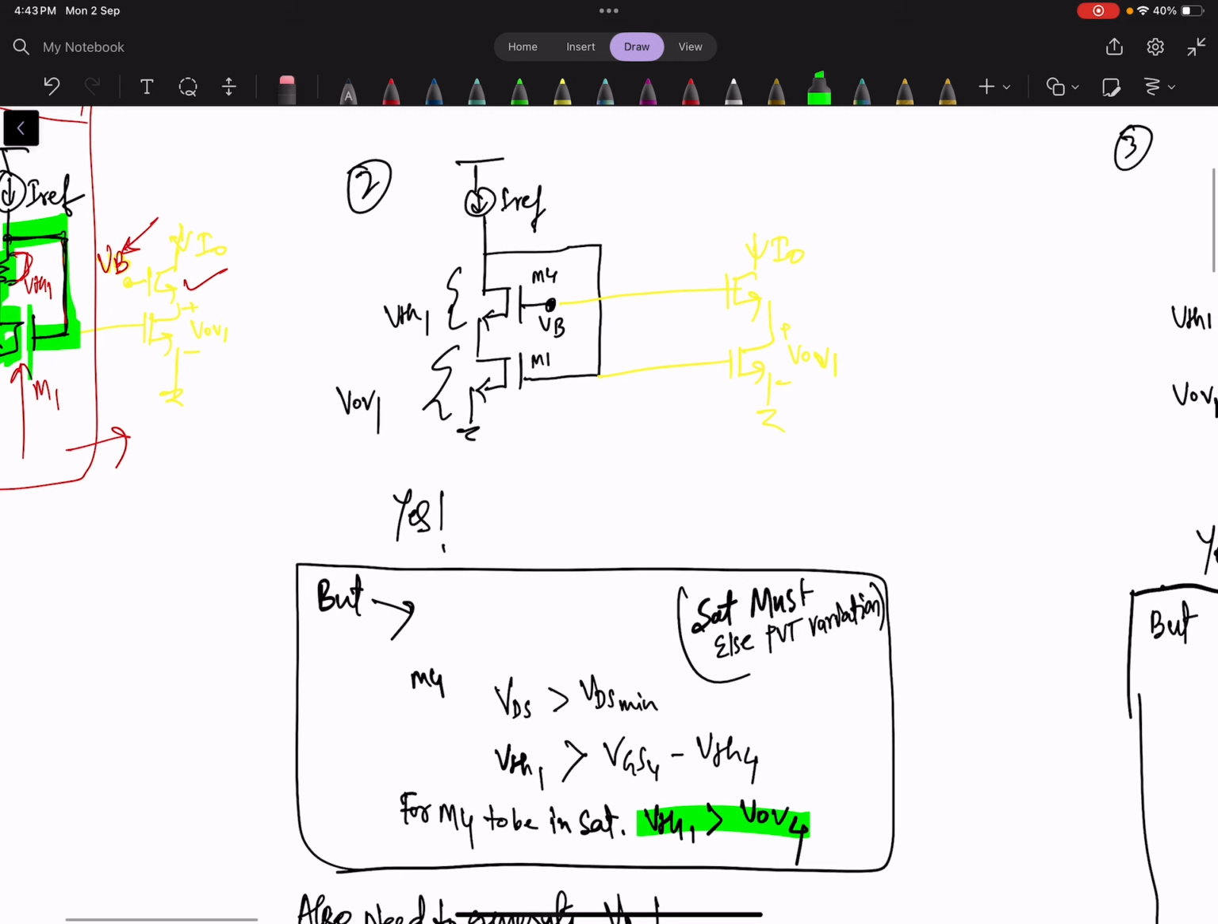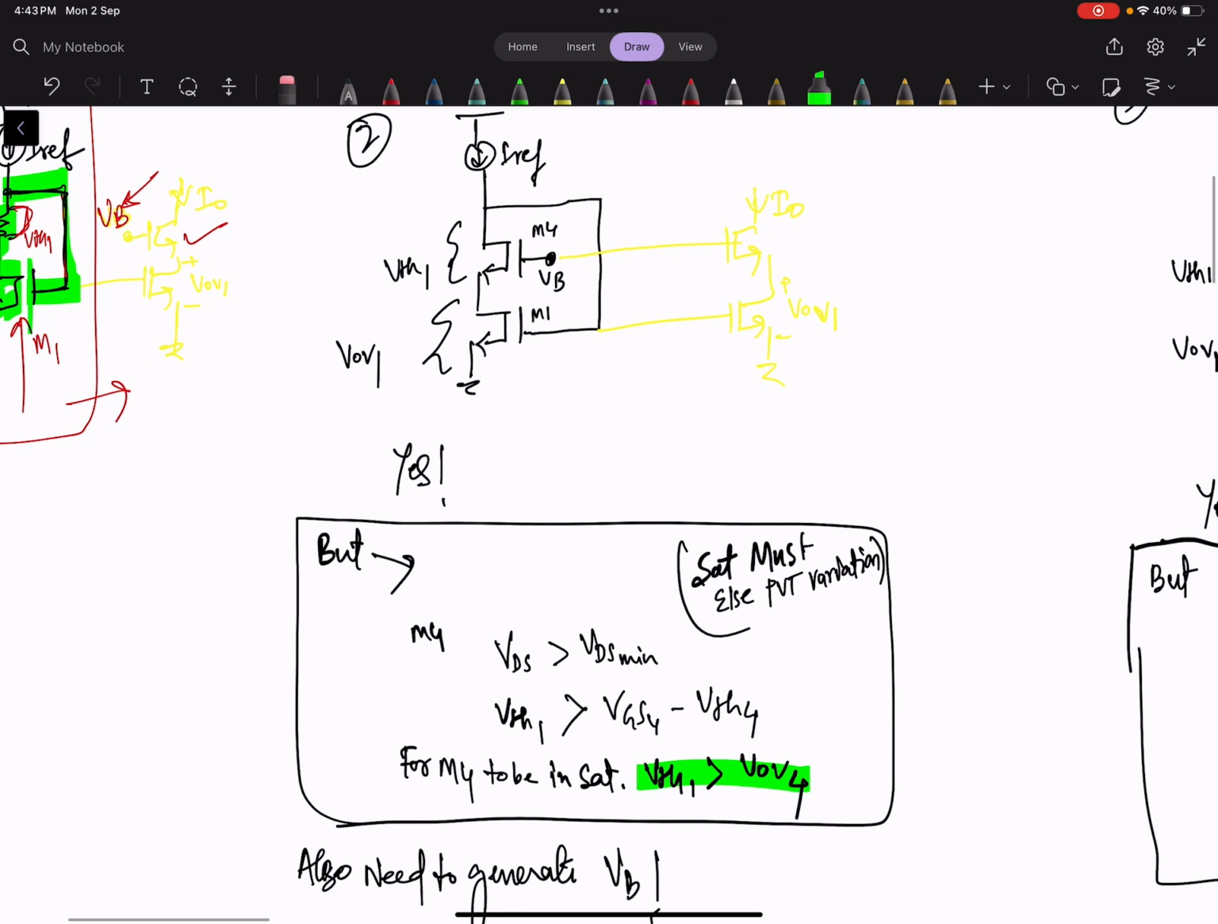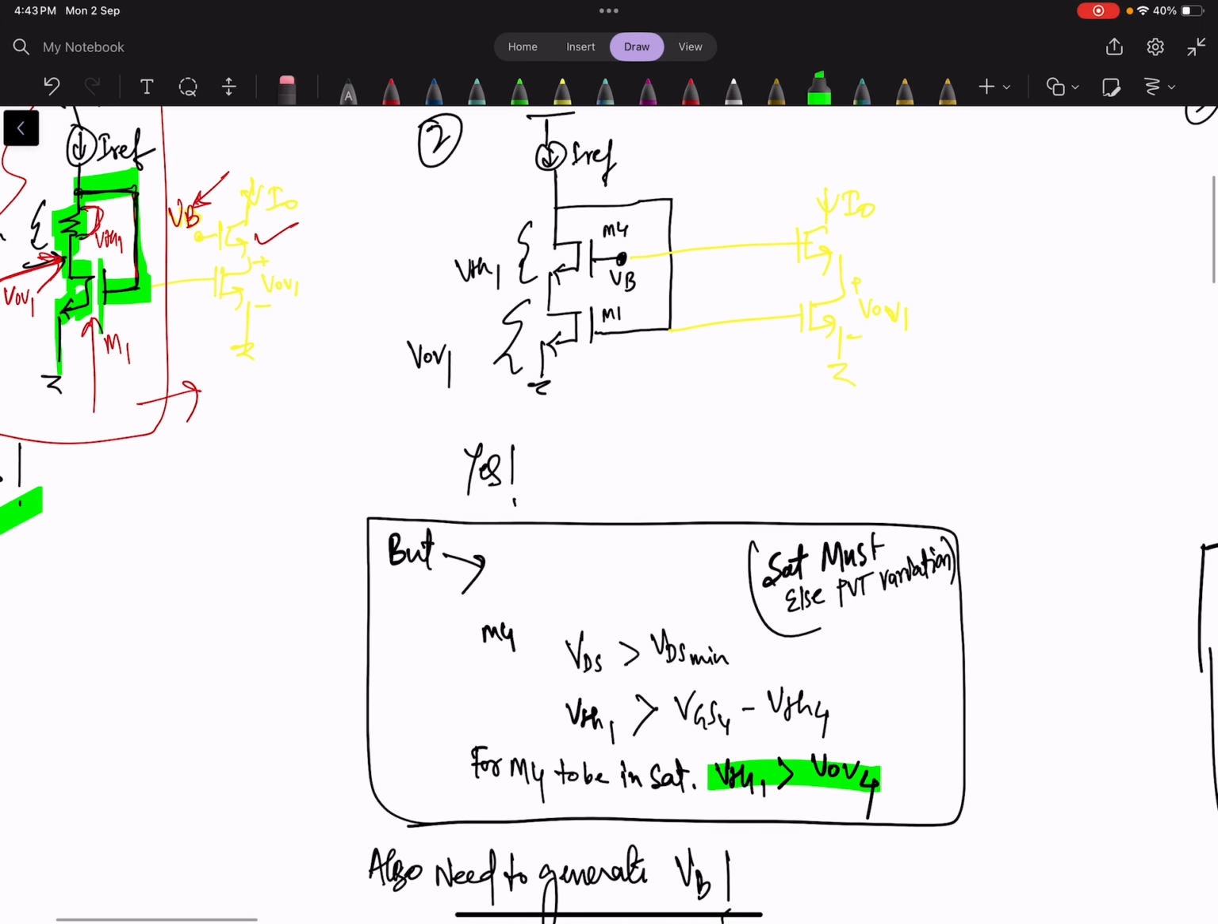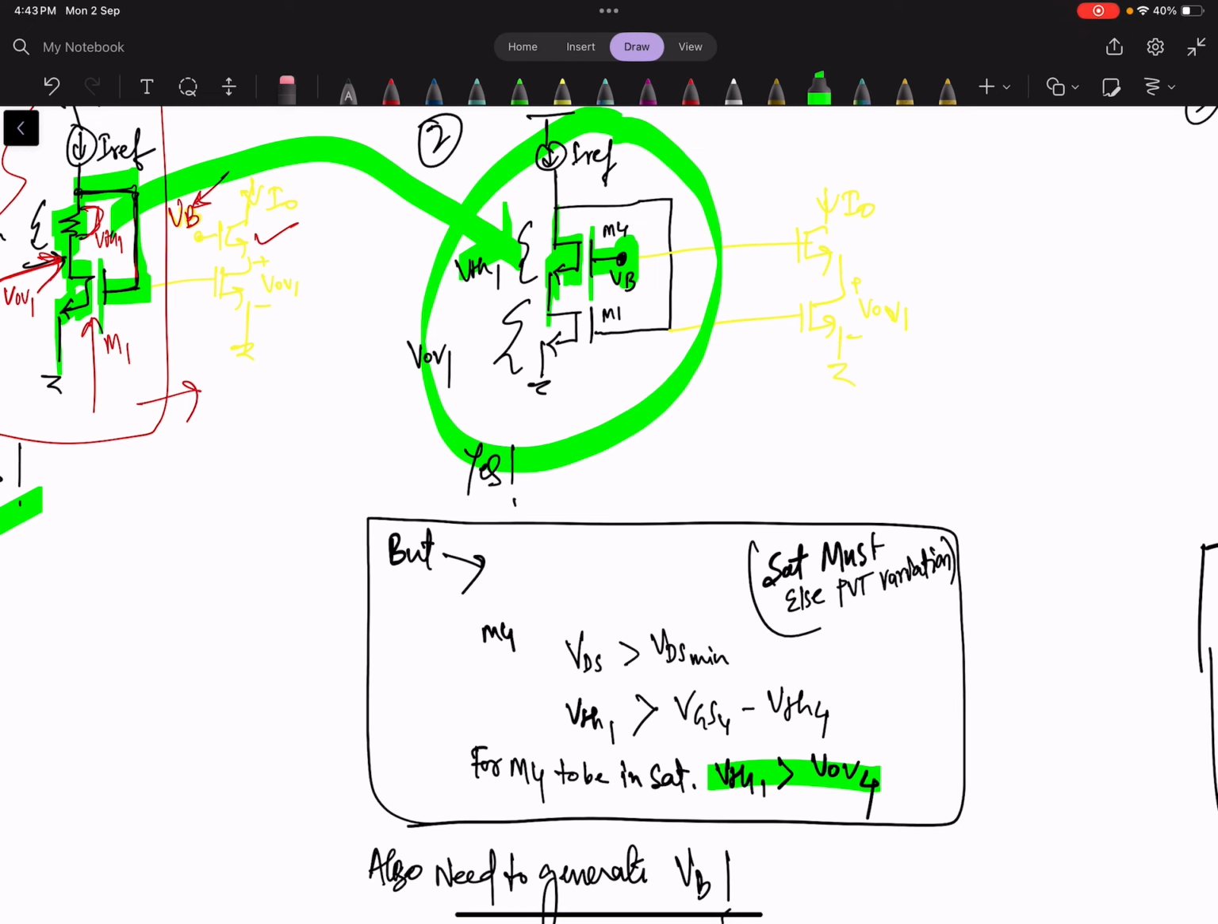So this is another circuit. What we will see is that we will replace this resistance with a MOS, and we will have to generate VB. So the first problem here is we have to generate VB. We are not connecting it anywhere inside this circuit. We are just making it available, and we will generate some VB and connect it here.